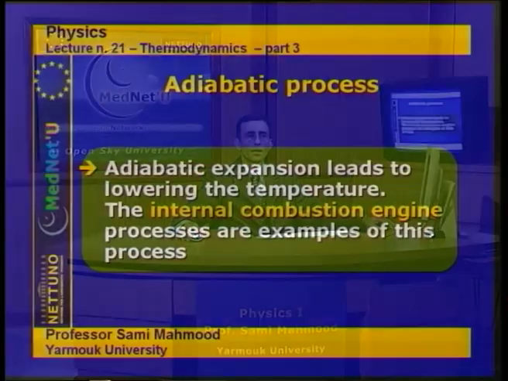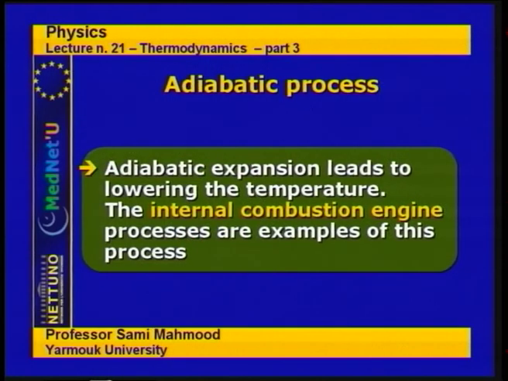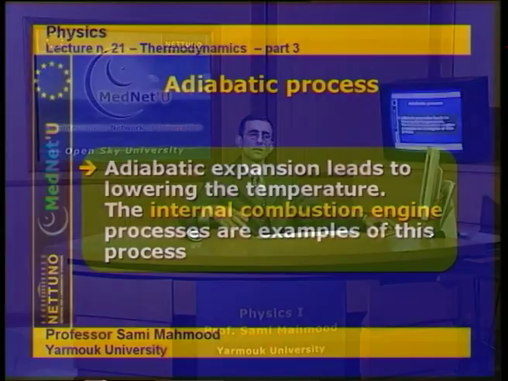And in the adiabatic process, the internal combustion engine has processes where we have an adiabatic expansion and adiabatic compression of the gas in the cylinders. These processes are adiabatic during the compression and the expansion of the gas in the cylinder, due to the fact that these processes occur so fast that we have an adiabatic process.